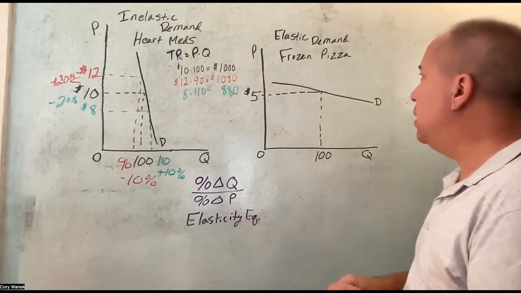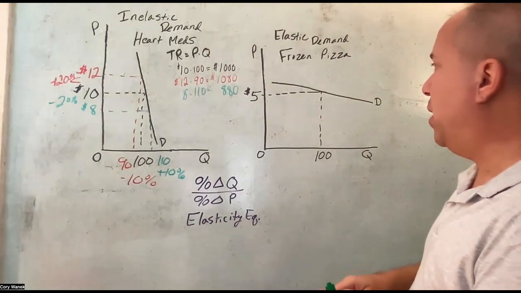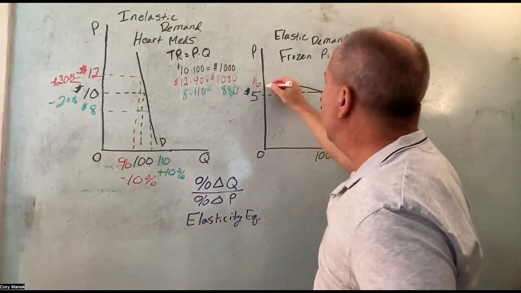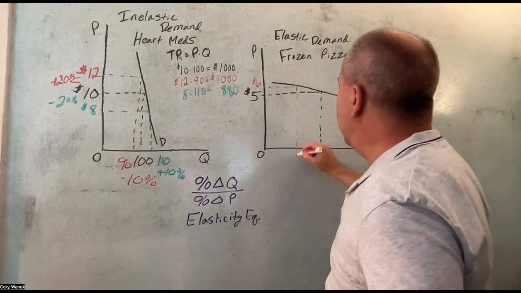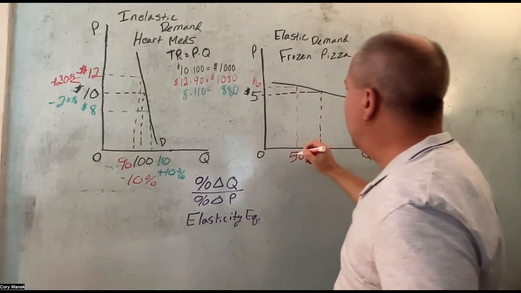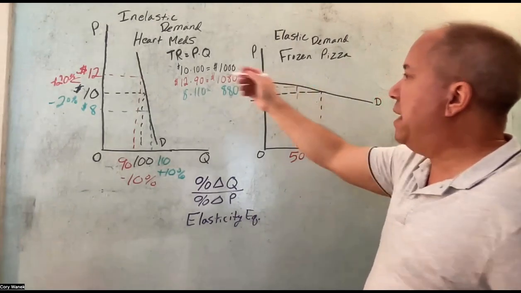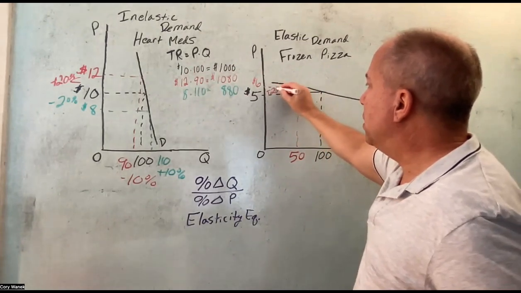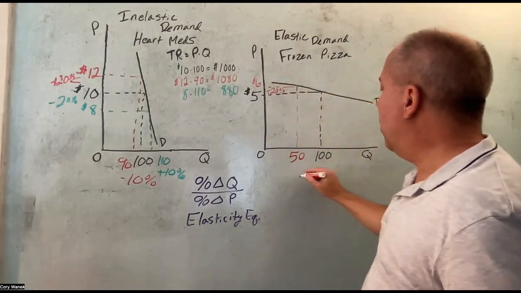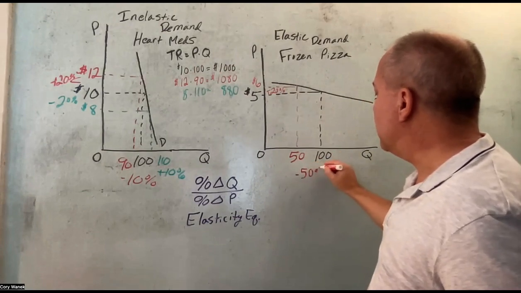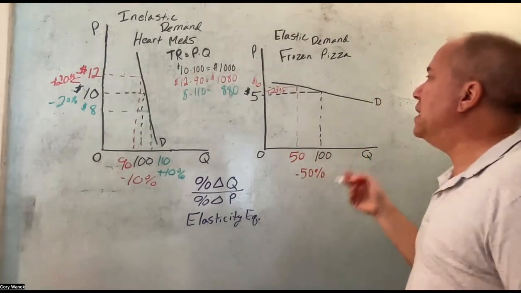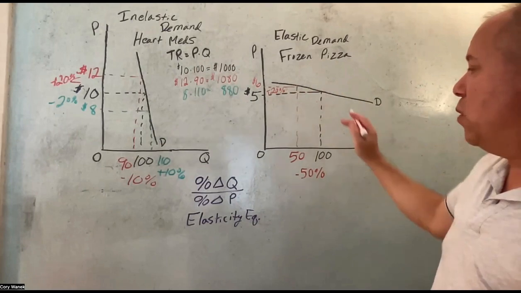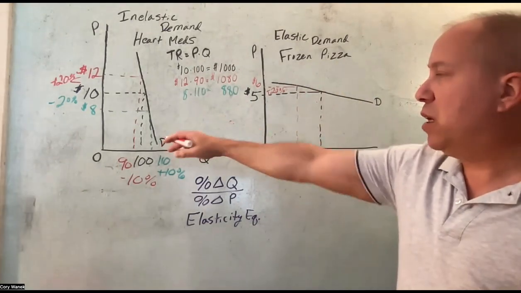Over here, for frozen pizza, let's say we raise the price from $5 to $6. We draw a cross, and we sell 50. From $5 to $6, again, that is a 20% increase. $1 of $5 is 20%. So we went up 20%, yet we lost 50% of our sales. This is why it's elastic. It's saying for any percentage change in price, the quantity change is bigger. Over here, the quantity change is smaller.